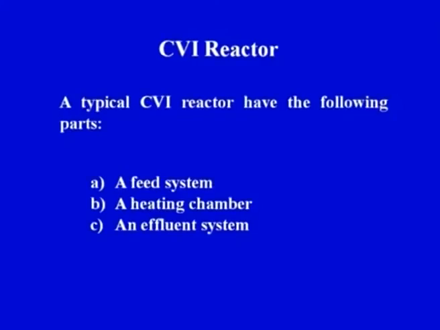A typical CVI reactor has the following parts. First one is the feed system, from where the gaseous reactants would enter into the reactor. The second is the heating chamber, where we are going to heat. If you remember in our previous slides, first or second slide only, we have seen that the preform or the porous structure or the substrate is kept inside a heating chamber. So, basically this process is going to take place at an elevated temperature. So, we require a heating chamber.